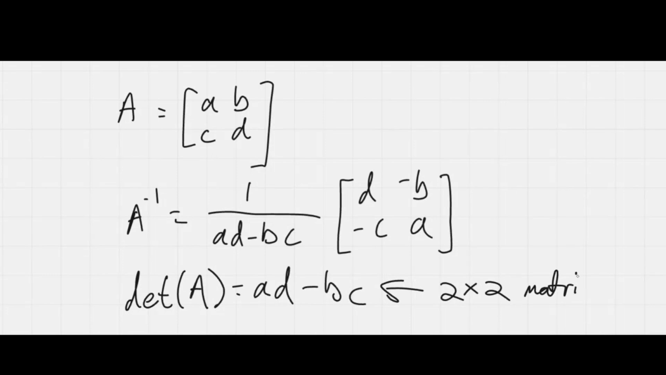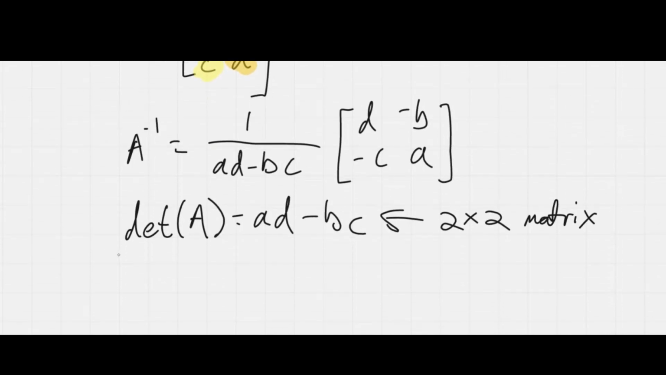Well, what about for a 3 by 3 matrix? And by the way, I think you can very easily recognize this. What we're doing here is we're taking these values, a and d, and we're subtracting the product of b and c. That's only in the context of a 2 by 2. So in a 3 by 3, what is this going to look like?